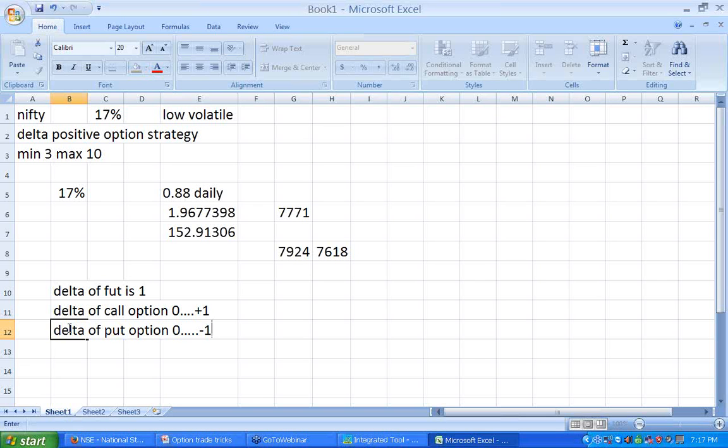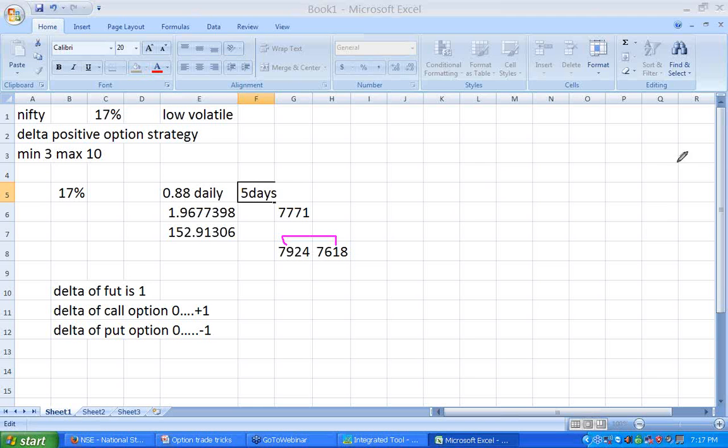So now we have the upper bound and lower bound based on our holding cycle of 5 days. Our holding cycle is 5 trading days. During our holding cycle, we may expect the Nifty to swing between 7924 and 7618. So how can I form the delta neutral now?